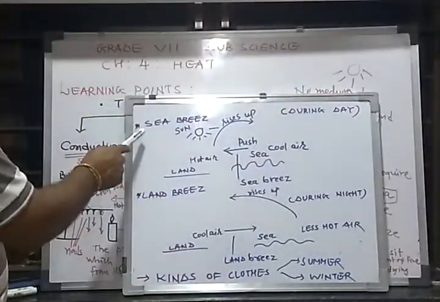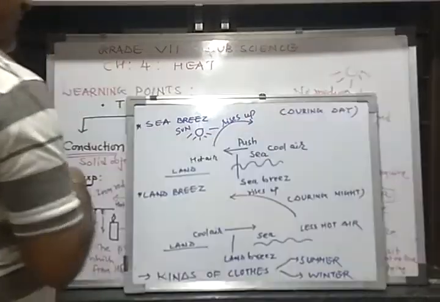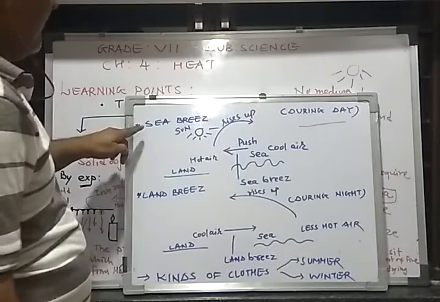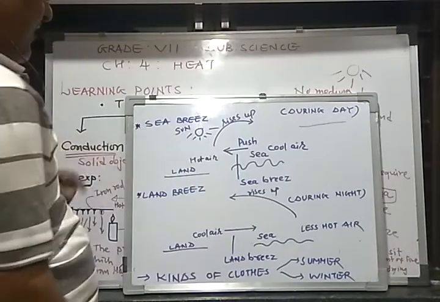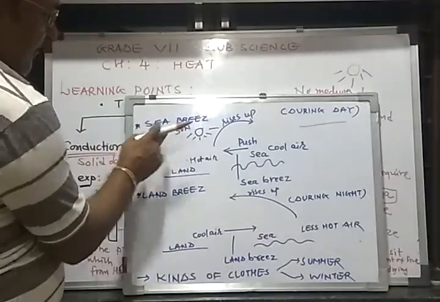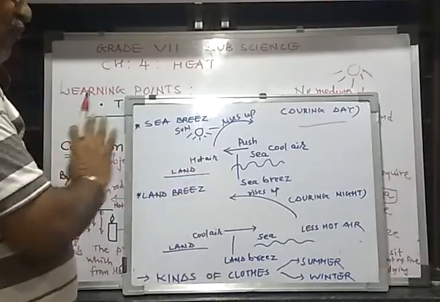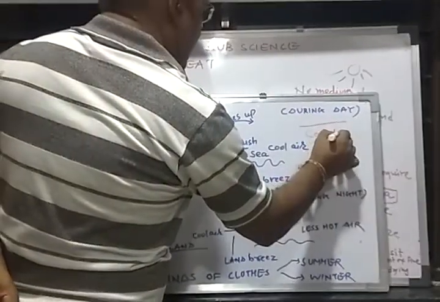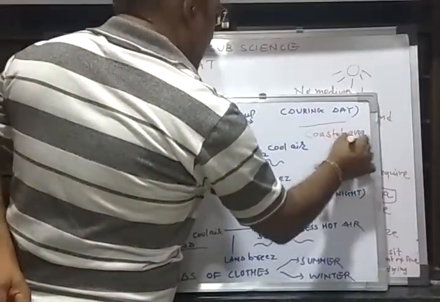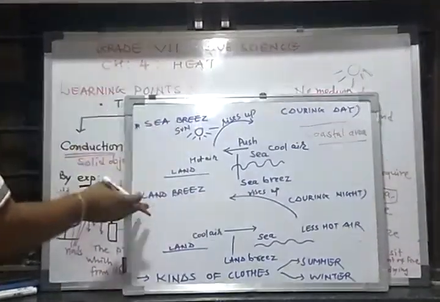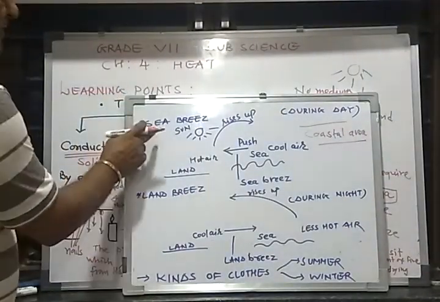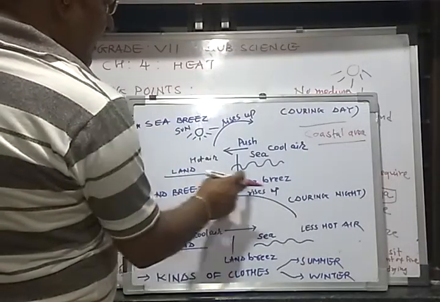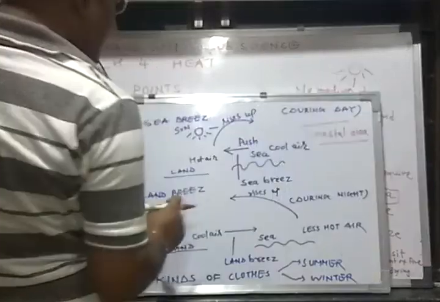Here you see, during the daytime, we find sea breeze. How? You see, here the sun is there, right? The people who are living in coastal areas experience this sea breeze and land breeze. Let's talk about sea breeze. Here the sun is there, here land is there, here sea is there, right?